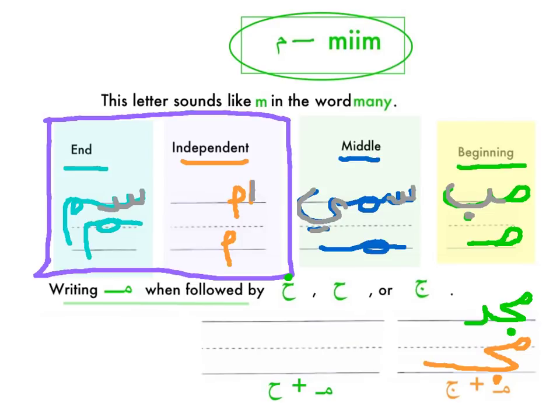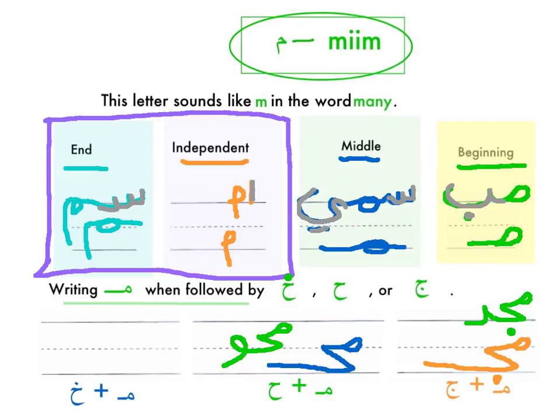Here meem, in combination with ha, has the same shape as meem and jim, except we don't have a dot. An example would be the word mahw. And here we have meem and kha. We write meem above the line and we go directly to the next letter, kha. An example would be the word makhab.